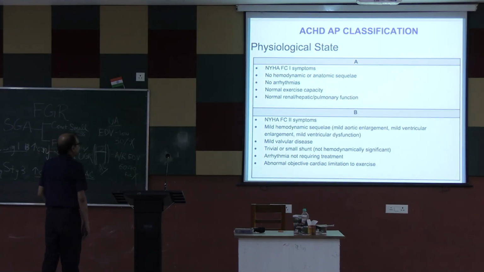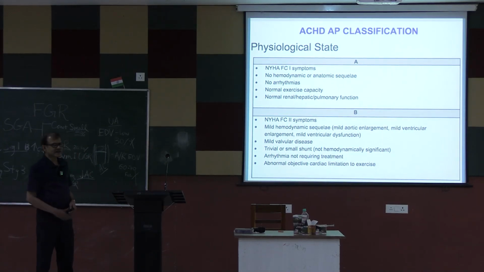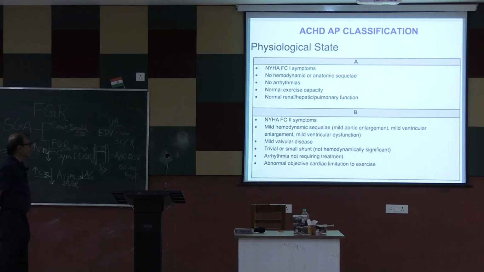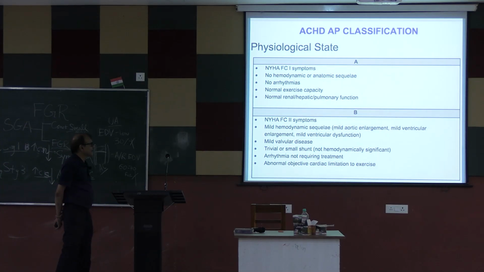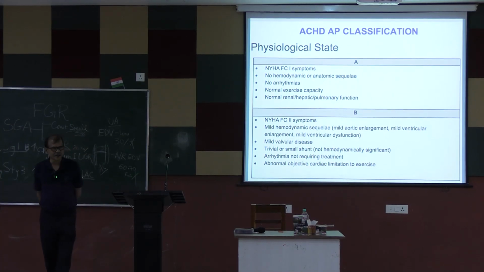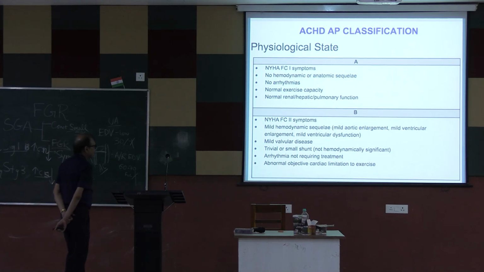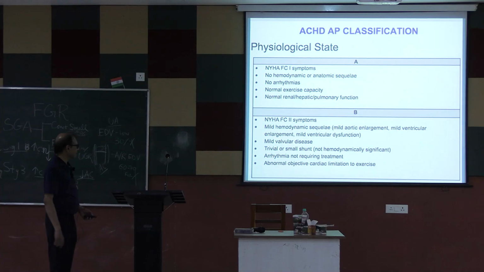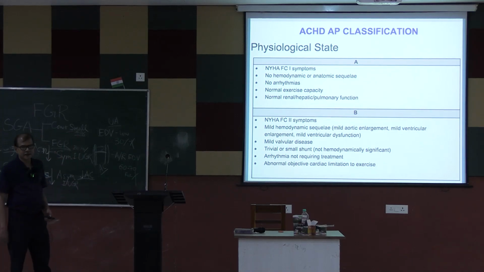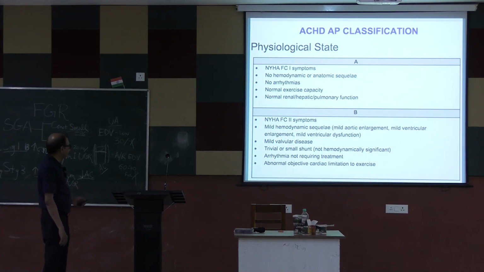Physiologic stage A. Physiologic stage A means NYHA functional class of 1, no hemodynamic or anatomic complications, no arrhythmias, normal exercise capacity, normal renal, hepatic, and pulmonary function. B. NYHA functional class 2 symptoms, mild hemodynamic complications, mild valvular heart disease, trivial or small shunt, arrhythmia, but that does not require any treatment. Lastly, abnormal objective limitation to the exercise capacity.